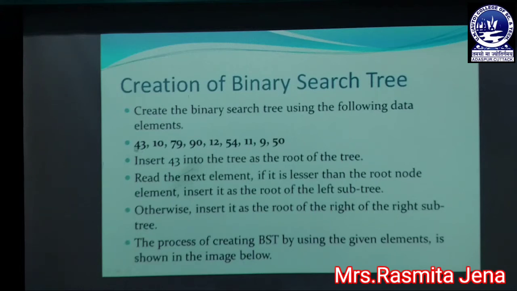As 43 is our first element, first we will insert 43 into the tree as the root node. Next we will read the next element, and if it is less than the root node, then it will be inserted in the left subtree of the tree, and if it is greater than the root node, then it will be inserted in the right subtree of the node. In the process of creating a binary search tree we will follow the following steps.